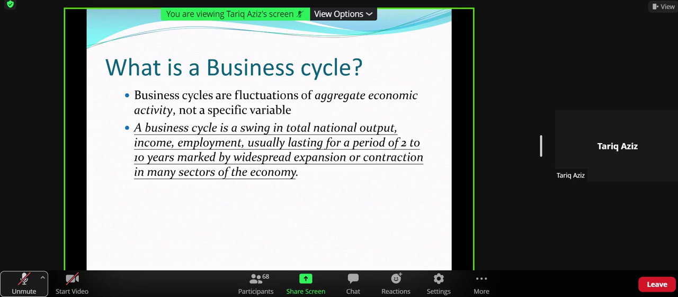So this cycle usually lasts for a period of 2 to 10 years. The business cycle may be as short as 2 years, and the cycle may be complete in just 2 years, or it may persist for a longer period, say, for example, 10 years also. So there is no definite period for which a business cycle will continue. Some business cycles continue for a long period of time. Some recessions persist for multiple years. Some recessions go away in just 1 year or a few years. So the period is not defined.